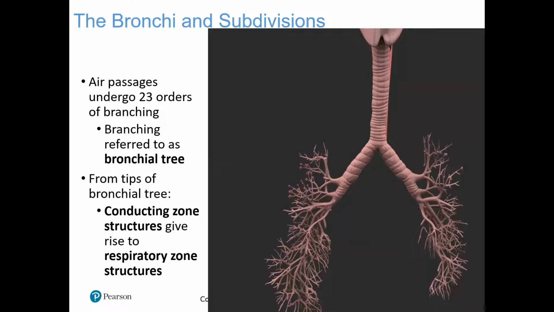The bronchi divide and divide and divide. They divide out 23 times. We have to go from the conducting zone down to the respiratory zone. And what that means is we have to get down to the level of the single squamous epithelial cells that form the alveoli.